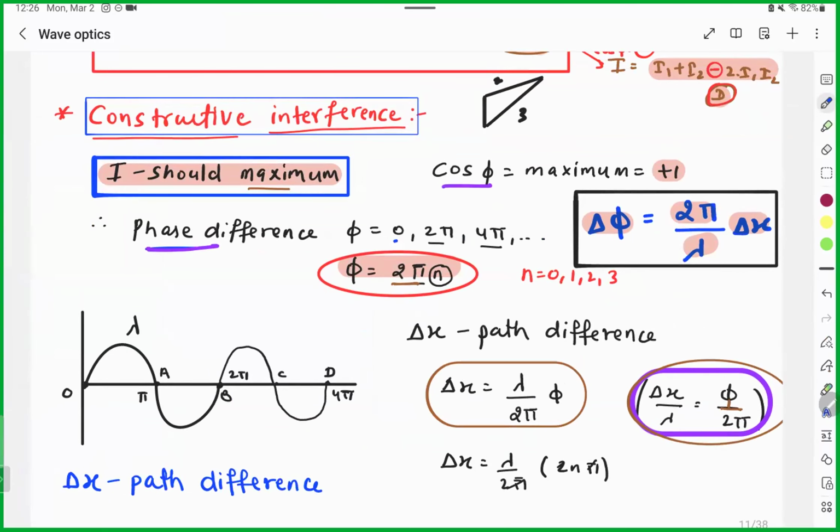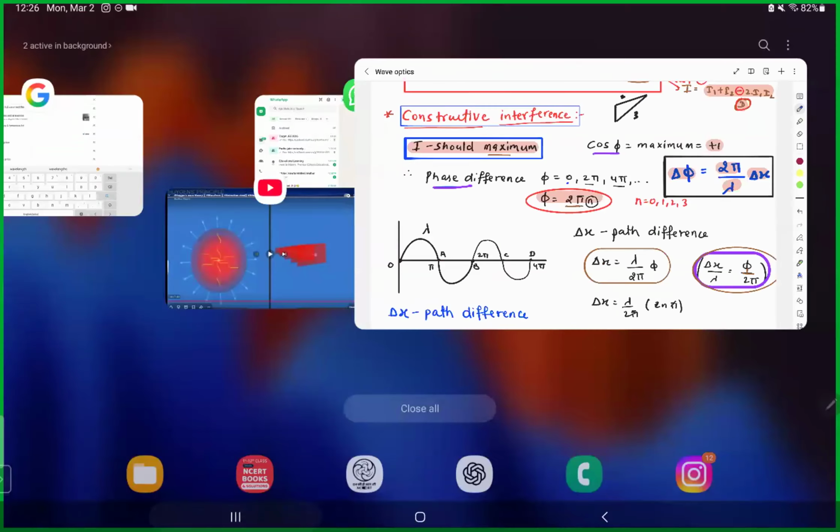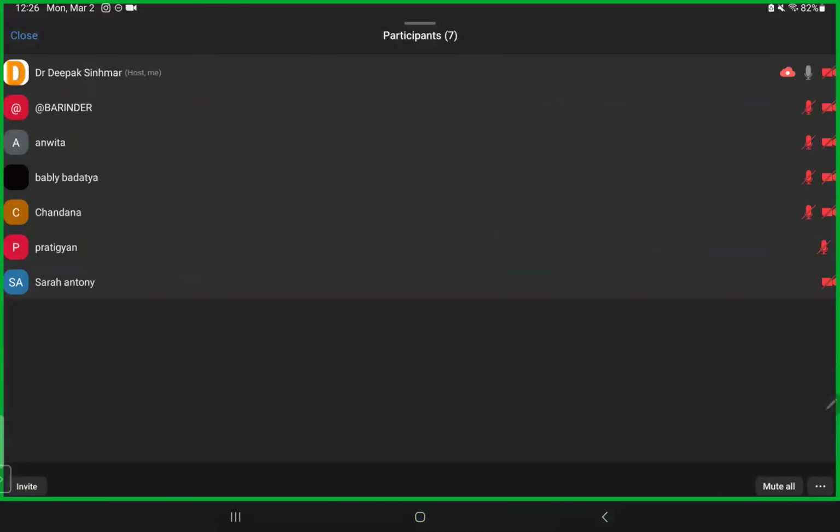Sarah, am I audible? प्रतिज्ञा, मेरी आवाज आ रही है? Yes, sir, you're audible. हाँ, प्रतिज्ञा Yes, sir. ठीक है, बिकॉज तुमने दो अकाउंट से ज्वाइन किया है इसलिए.